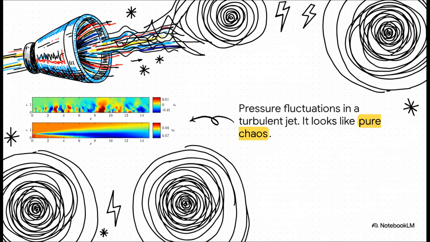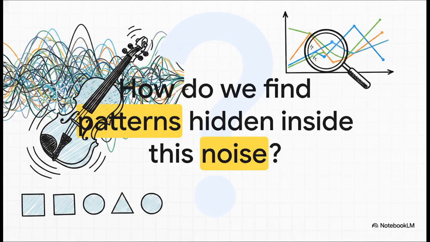What you're seeing here is a single moment in time, a snapshot of the pressure inside a turbulent jet. You know, like the exhaust from a jet engine? It's a whirlwind of activity, right? It looks like pure random noise, with no rhyme or reason. So that leads us to the big question, doesn't it? How in the world can we make any sense of this?